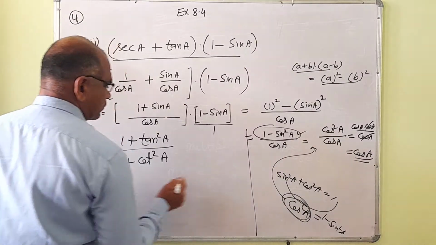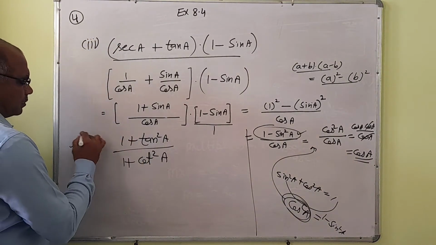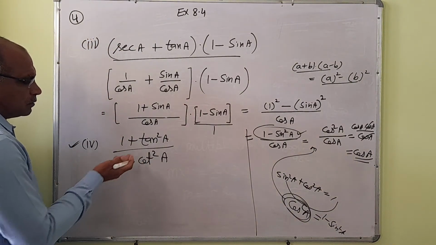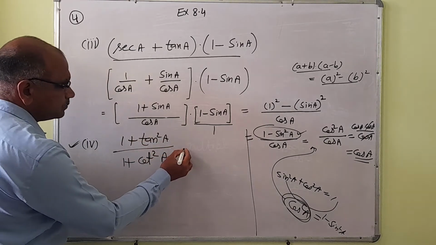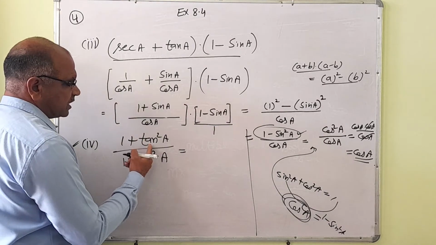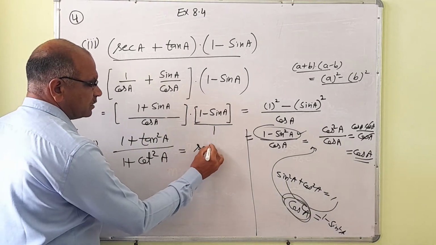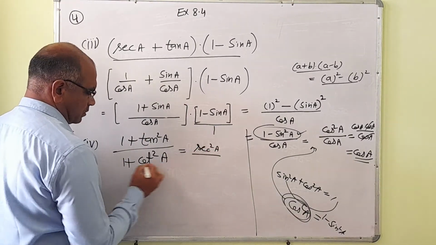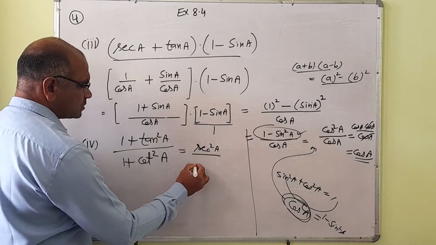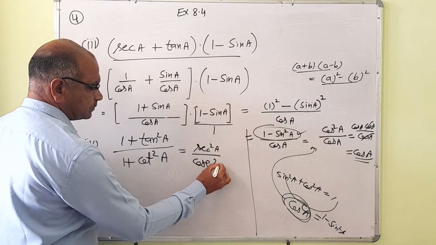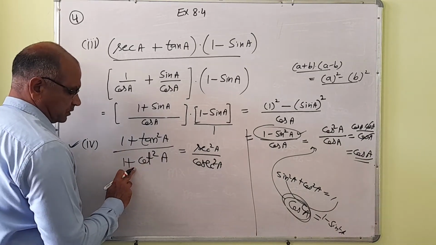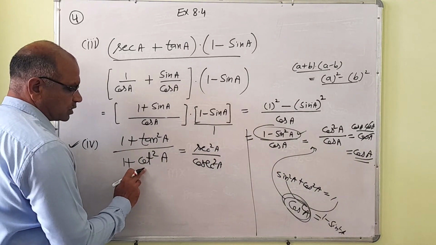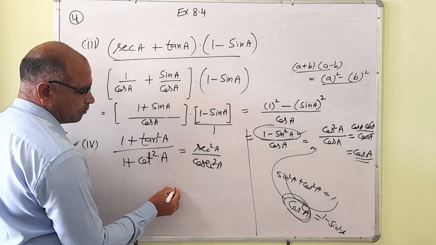Now come to the next question. 1 plus tan square A gives sec square A. This is a formula. And 1 plus cot square A gives cosec square A. This is formula number 2 and this is formula number 3.